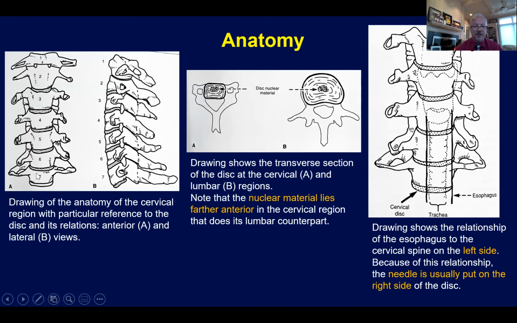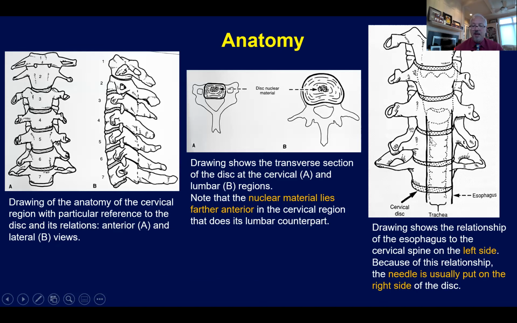This represents the anatomy of the cervical region, showing the discs and the vertebrae themselves. This is an anterior view, and this is a lateral view. This shows that the nuclear material in the cervical spine is actually situated more ventrally or anteriorly than in the lumbar spine.